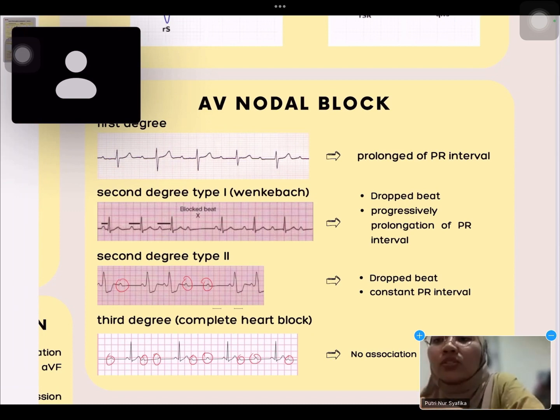For second degree type 2, there will also be a dropped beat, but the PR interval is constant. It is different from type 1. And the fourth is the third degree, which is the complete heart block. There is no association between the P wave and the QRS complex. So that's all for me. I will pass to Natasha.